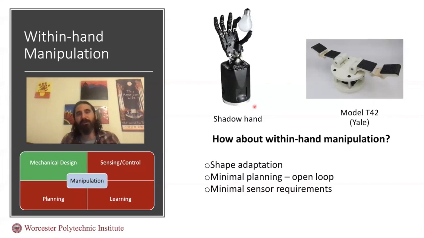There has always been a duality between highly sensorized, highly actuated rigid hands like the Shadow Hand and much simpler compliant hands like the Yale underactuated Model T42 hand. While the Shadow Hand has a huge potential to achieve in-hand dexterity, it also requires very sophisticated planning and control algorithms. On the other hand, compliant hands simplify the mechanics of the manipulation task a lot and allow us to use a minimal amount of planning and control algorithms. So many aspects of manipulation get simplified due to compliance. And this is true both for grasping and within-hand manipulation.